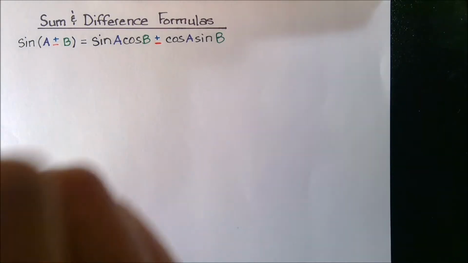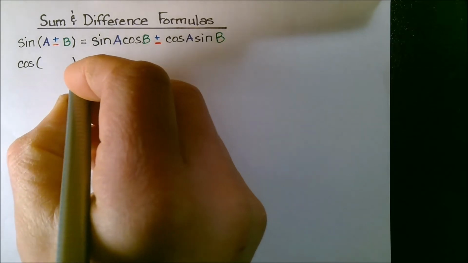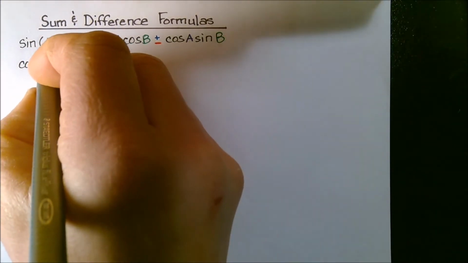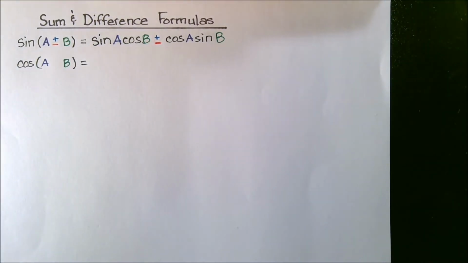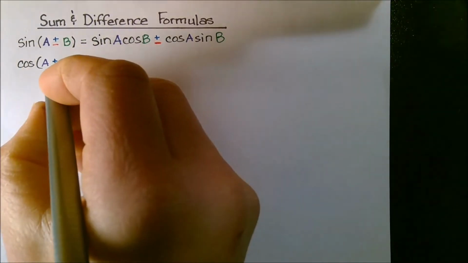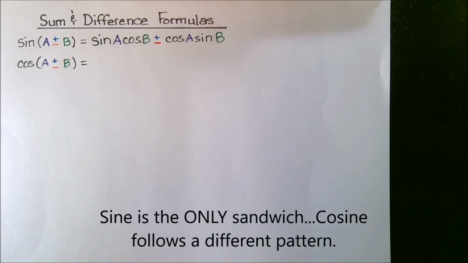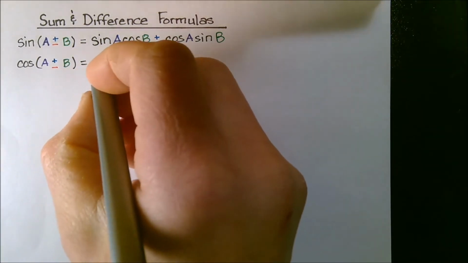For cosine, if you're doing cosine of a sum or difference, we're going to use similar stuff here. A for the first angle, B for the second angle. We'll put a plus or a minus. Again, we're putting two formulas or two identities in one. Now, cosine is not a sandwich. It's not the same sign. So if you can remember that sine is the same sign sandwich, the cosine's the one that acts differently.